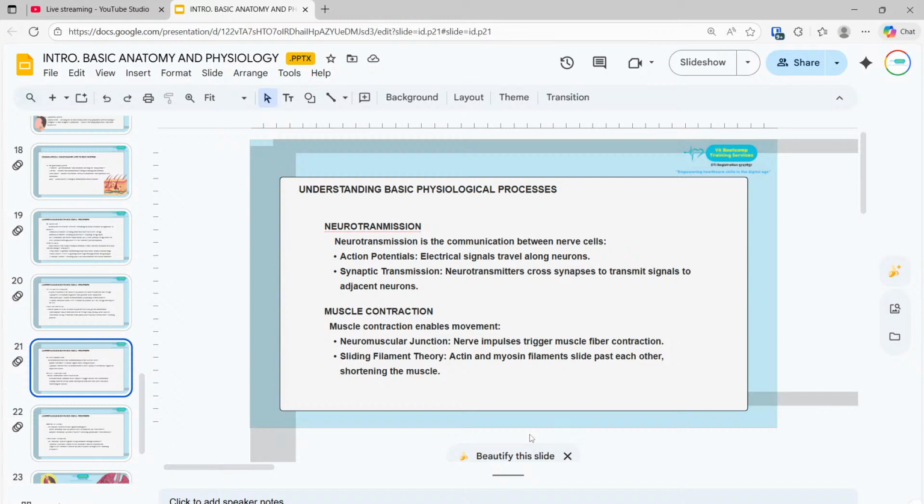Okay. And then next is muscle contraction. Muscle contraction enables movement. An example is the neuromuscular junction, where nerve impulses trigger muscle fiber contraction. And then the sliding filament theory: the actin and myosin filaments slide past each other, shortening the muscle.